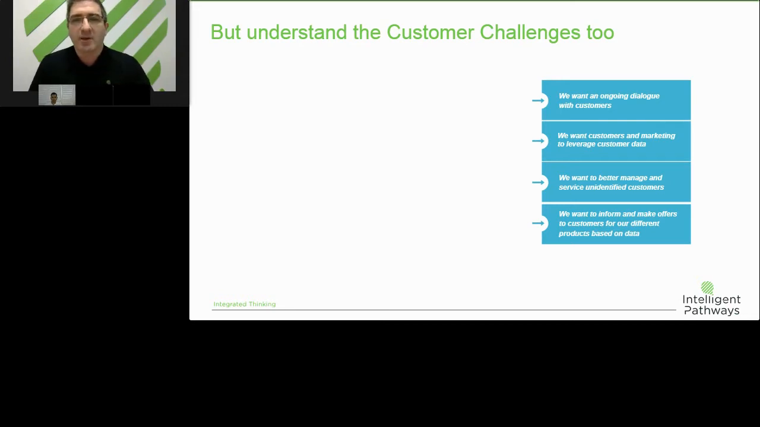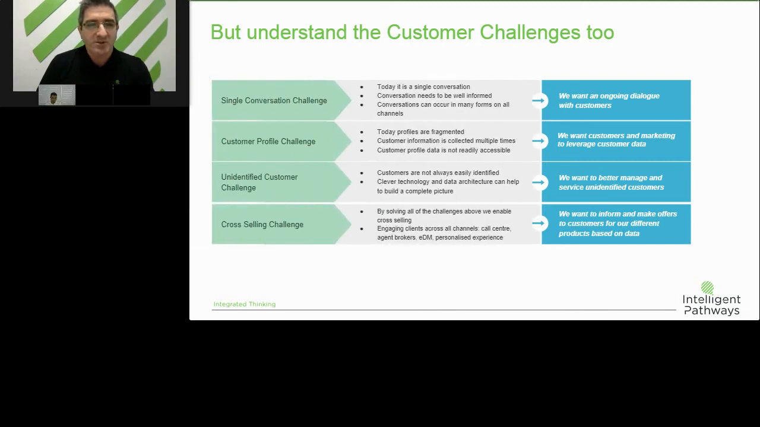We're wanting to leverage the customer data in a more sophisticated way. We're wanting to find out more about people who interact with our systems who we don't necessarily know yet, which I think is an interesting challenge for many organisations. And then do something about it, make offers for customers with the different products and services that we offer. So we express those challenges in different ways. So often it might be a single conversation. How do you expand a single conversation with a client into something bigger? How do you get a better customer profile, and so forth?